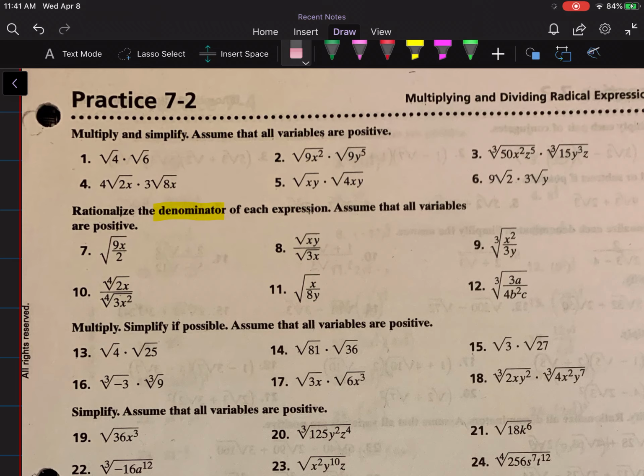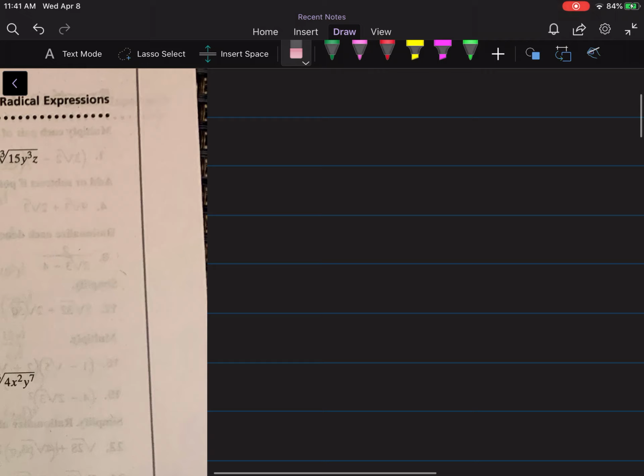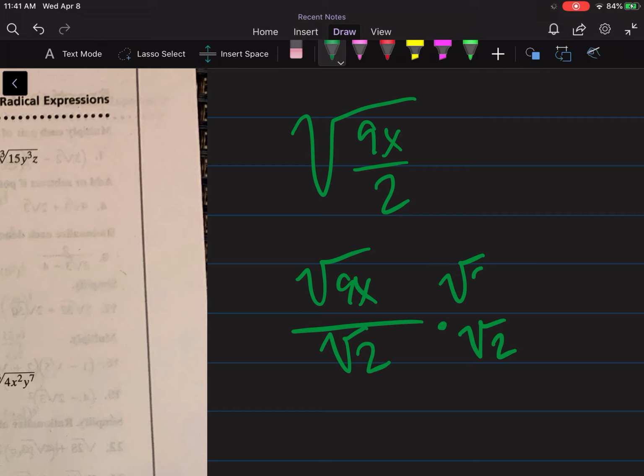Number 7 says square root of 9x over 2. Remember, it's like saying square root of 9x divided by square root of 2. We can write it like that. And this square root of 2 here, you cannot do it. So the way that you get rid of that is you multiply by the square root of 2. Now, we have to keep this equal.